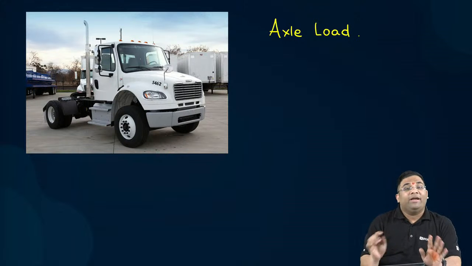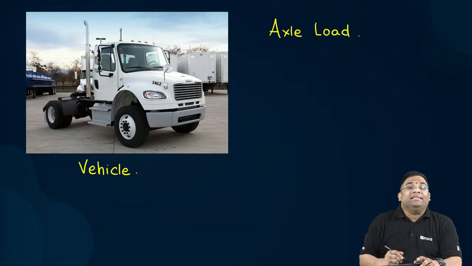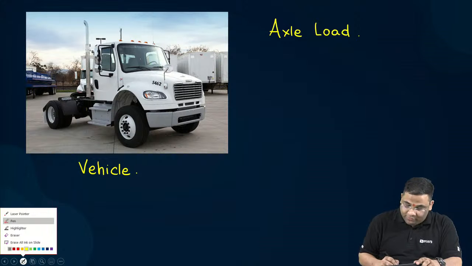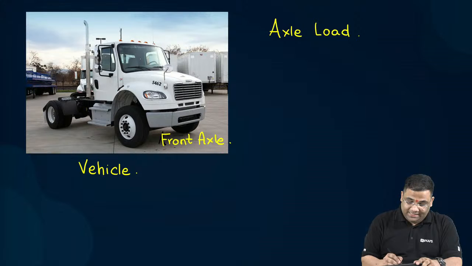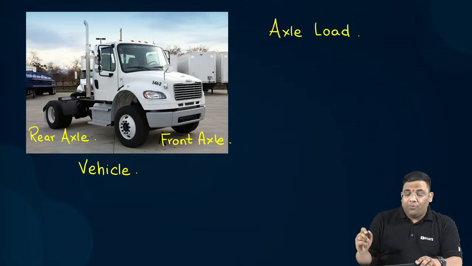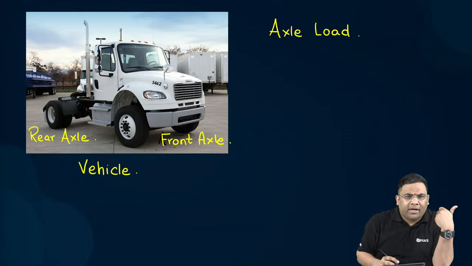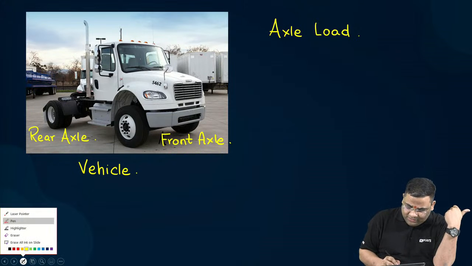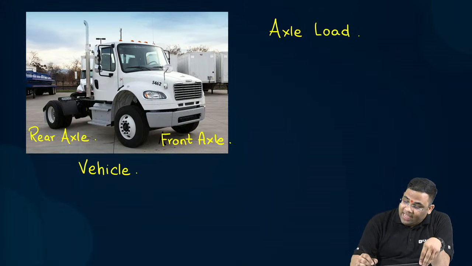A vehicle, you can see this is a vehicle. So a vehicle has axles. In this particular diagram, you can see this is the front axle, and the back one I can say is the rear axle, or the back axle. Now, these axles will have different loads, which depends on the vehicle load, what things you are carrying. Based on that, there will be these axle loads.